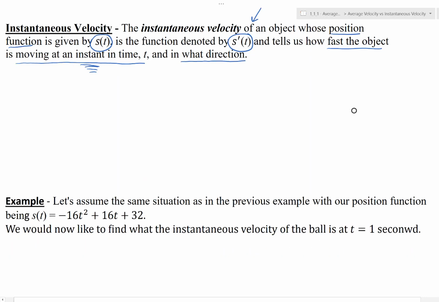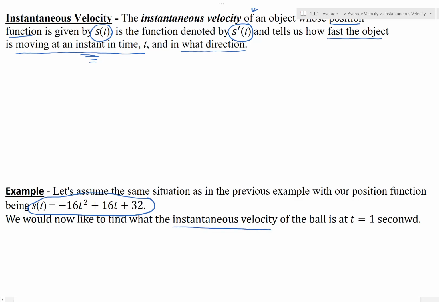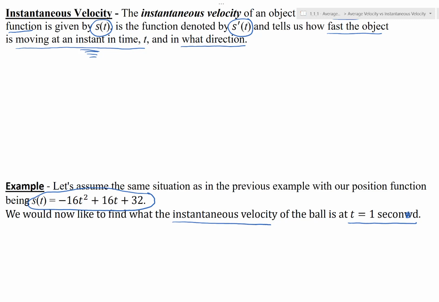Let's look at another example here, the last one of this discussion. Let's assume we have the same thing as before. The teenager was throwing the ball off the top of the roof upwards, and then it comes down. So we still have the same position function, s of t is negative 16t squared plus 16t plus 32. We'd like to figure out what the instantaneous velocity of the ball is at 1 second. So after 1 second has passed, someone takes a picture of the ball. How fast was it moving, and in what direction would it be moving?